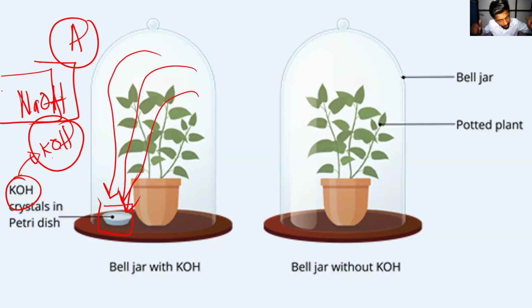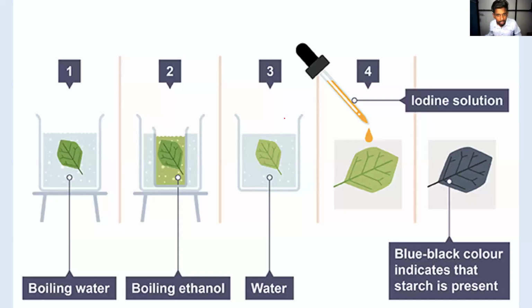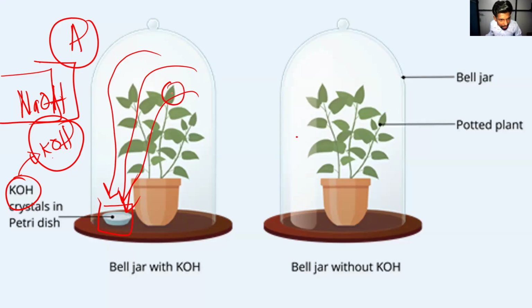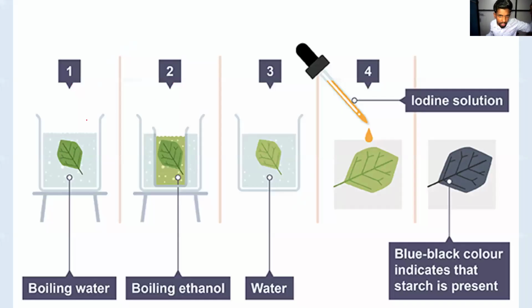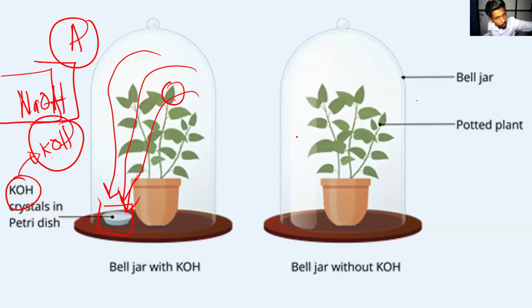When I'm doing this practical, I take a leaf from this plant and put it in hot water and alcohol, and do all the setup. Finally, there will be no color change. Why will there be no color change? Because in that leaf there's no carbon dioxide, so no photosynthesis, so no starch is produced, so no color change. Did you get that idea?